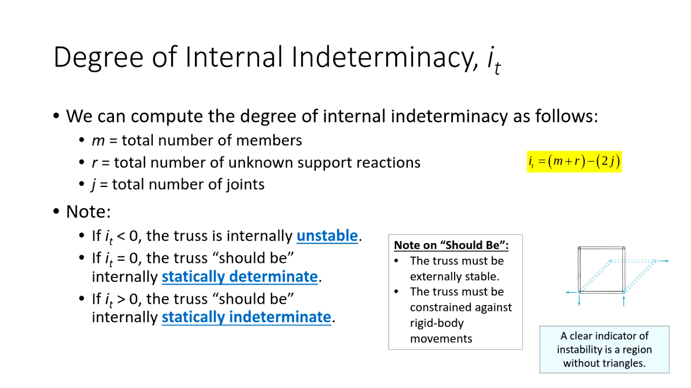Now, we also follow the same pattern as we did before. If I sub t is less than zero, the truss is internally unstable. So if I sub t is negative, it's unstable. If I sub t is zero, then the truss should be internally determinate. And if it's greater than zero, it should be indeterminate. Now, what do I mean by should be?